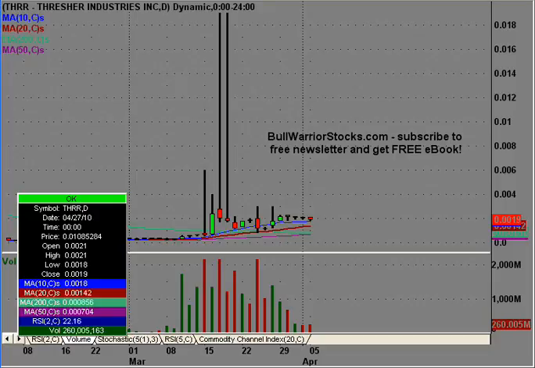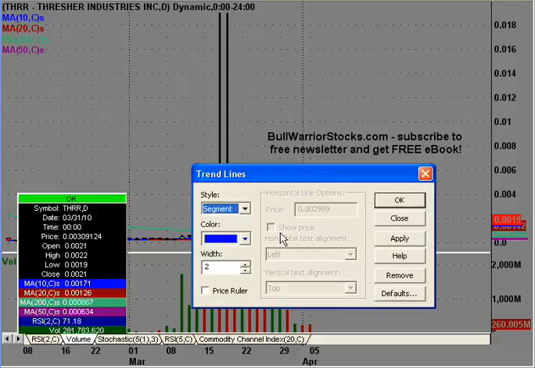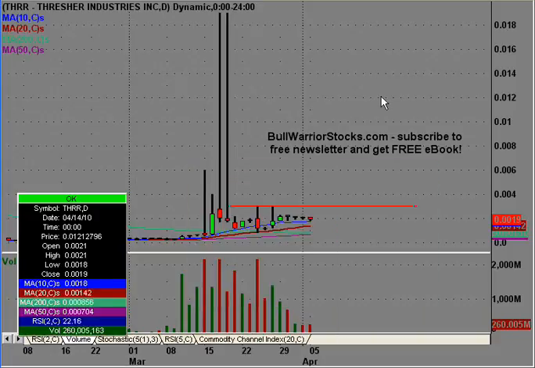What we then have is also this high right here, which has been tapped twice, and this is at 0.003. So what we have is an ascending triangle. And once again, just a quick review, the bottom part of the ascending triangle is the 20-day moving average, which is that red line. So we have this upsloping, and then we have 0.003 coming across the top.